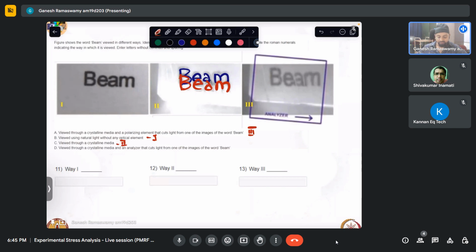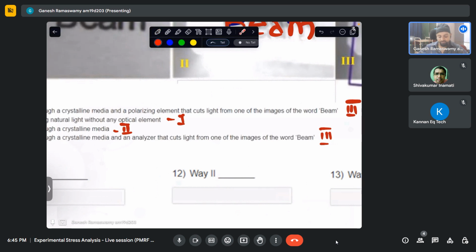D, viewed through a crystalline media and an analyzer that cuts the light from one of the images of the word beam. Now, what is the difference between option A and option D? It is just the terminology used: it says this is an analyzer, it says this is a polarizing element. Both are but the same thing, as we saw. If we call one the polarizer, we'll call the other the analyzer, because we are trying to analyze the light that is coming out of that polarizer.